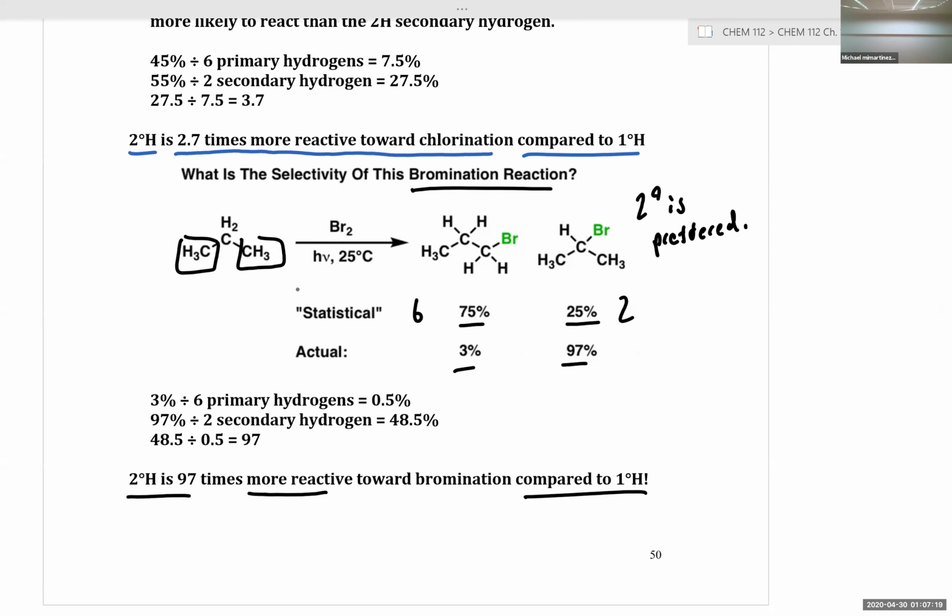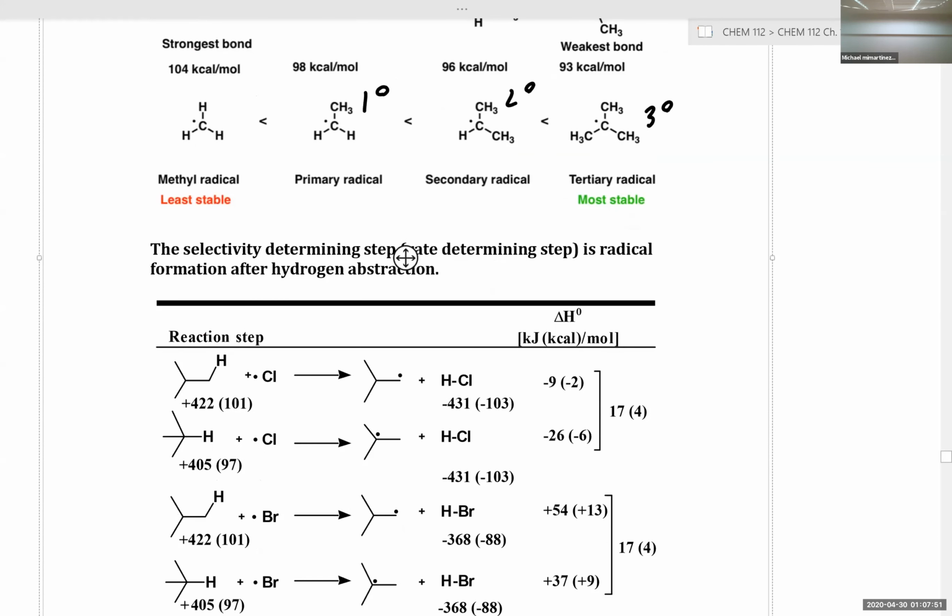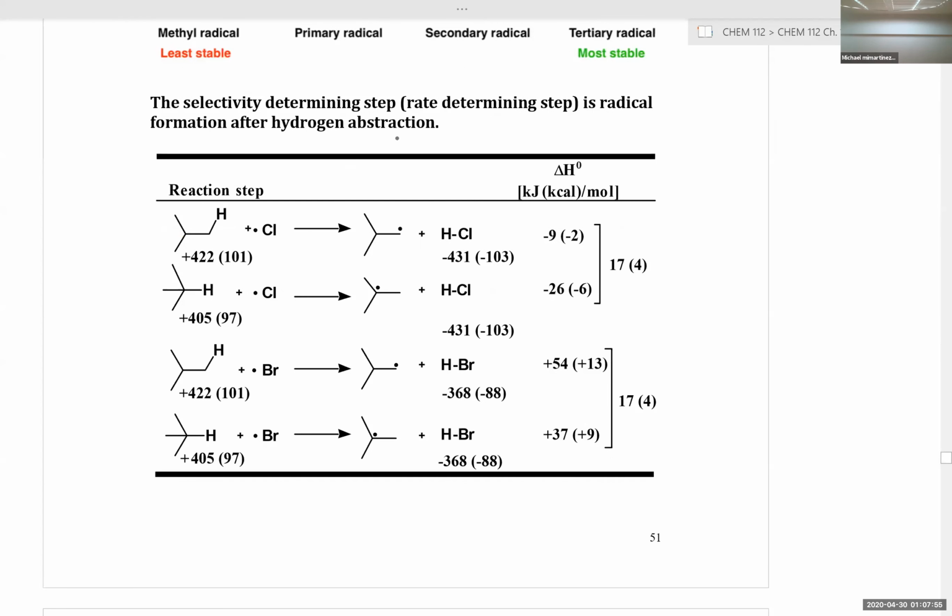And if we don't understand why that is, we can't actually utilize this in more interesting examples. Well, so we know in principle the secondary radicals are more stable than primary radicals, okay? We know that the tertiary radical is more stable than the secondary, which is more stable than the primary, which is more stable than the methyl radical, due to hyperconjugation. Hyperconjugation is the name of the game in that case. Okay, so I'm going to tell you right away to help us complete this analysis. It was found via experimentation. The selectivity determining step, the rate determining step, is radical formation after hydrogen abstraction.